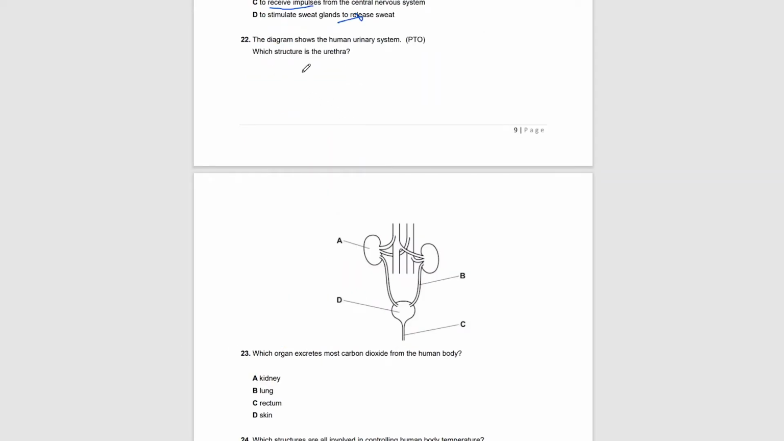Question 22, the diagram shows the human urinary system. Which structure is the urethra? The urethra is the tube that connects the bladder to the external environment. The urethra carries urine from the bladder out of the body, which is number C. It shows a tube that connects the bladder to the outer part of the body. B is the ureter that connects the kidney to the bladder, A is the kidney, and D is the bladder.